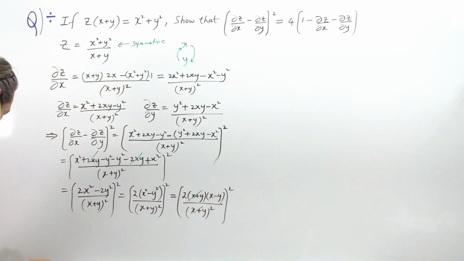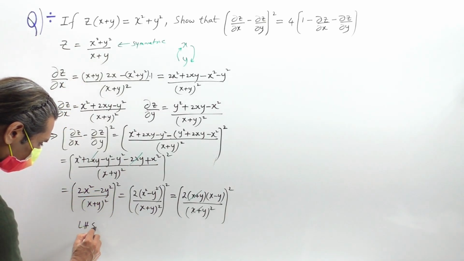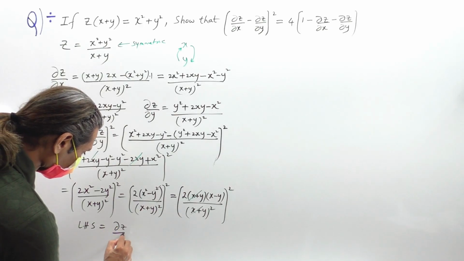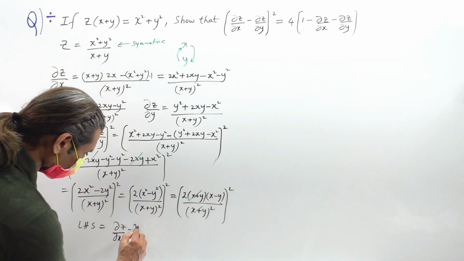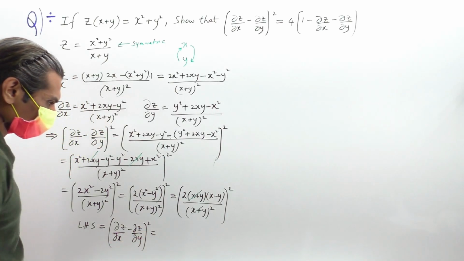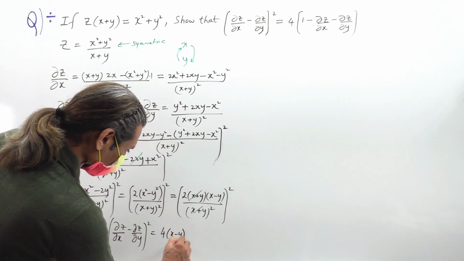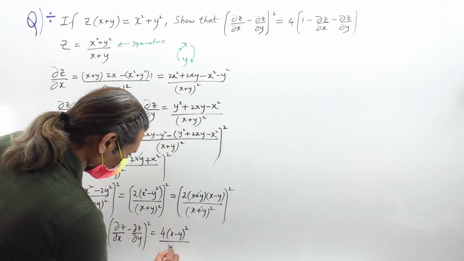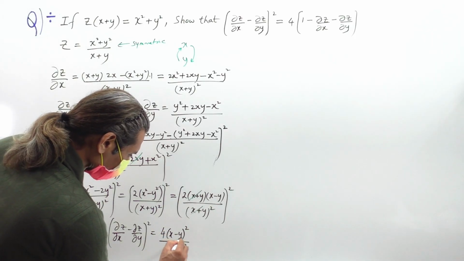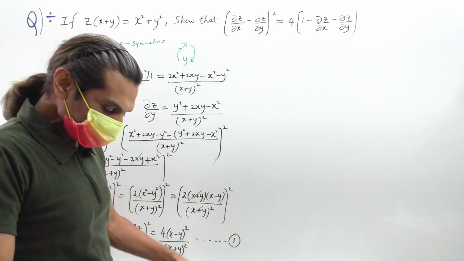That means I get the LHS as equal to (dou z by dou x minus dou z by dou y) the whole squared equals 2 squared, 2 squared is 4, 4 into (x minus y) the whole squared, whole divided by (x plus y) the whole squared. This is what I get in the LHS. I will take this as, say, 1, right?